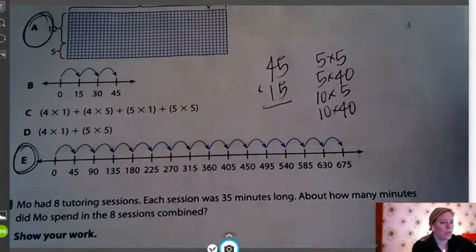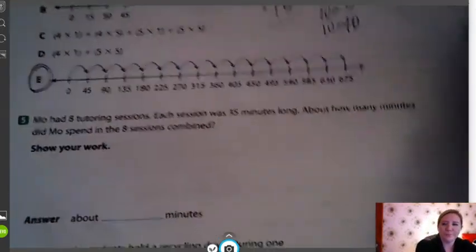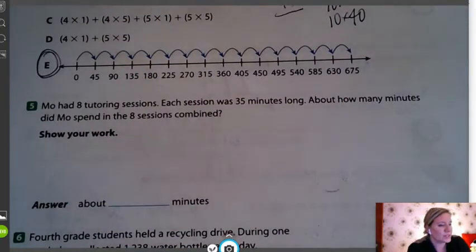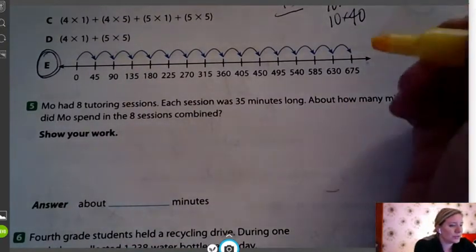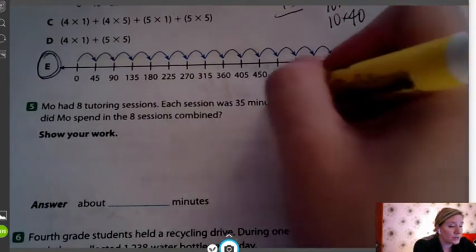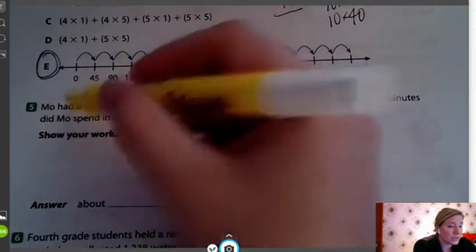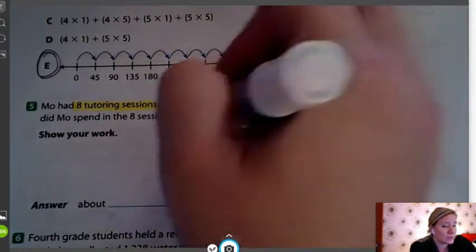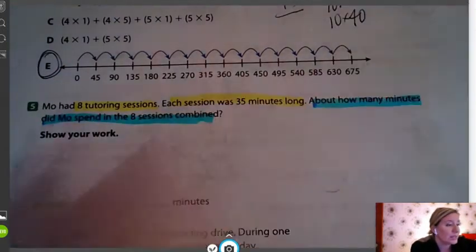All right, let's look at 5. Mo had 8 tutoring sessions. Each session was 35 minutes long. About how many minutes did Mo spend in those 8 sessions? So each session was 35 minutes long. He had 8 of those sessions. About how many minutes did Mo spend in the 8 sessions?